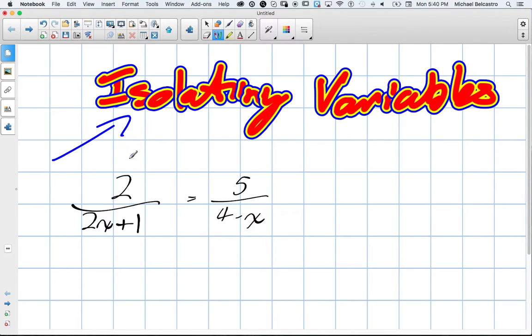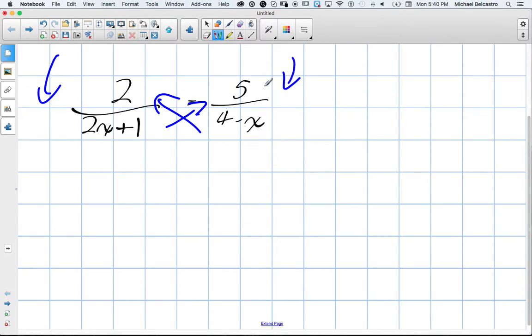Working with isolating variables, and I'll try to use up more of the page here. But we have two equivalent fractions, okay? There's a couple ways we can go about this. One of the ways is to get a common denominator. Another way would be to cross multiply. And I'm going to show you how they're essentially the exact same thing.